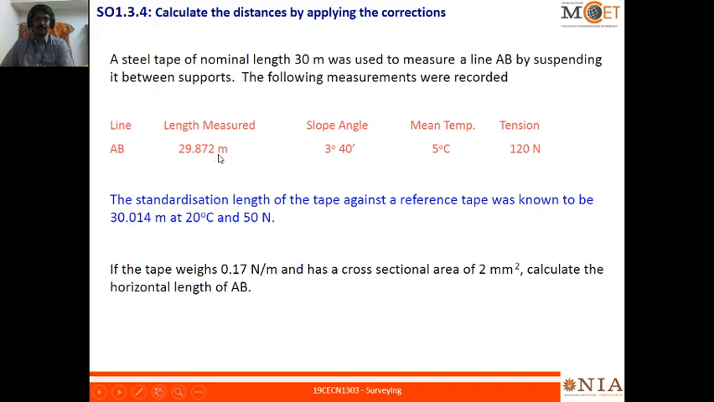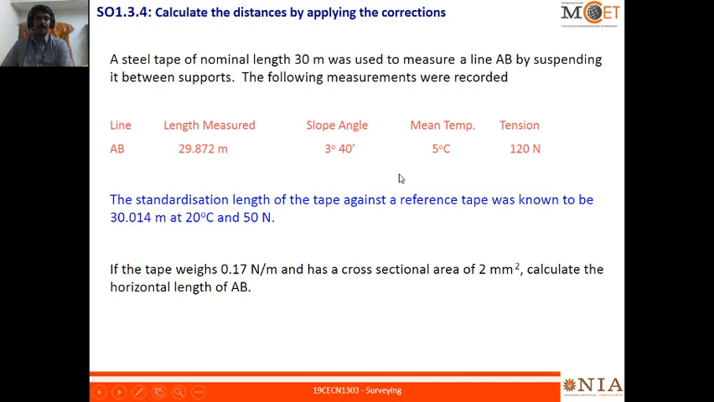29.872 meter with the help of a 30 meter chain, and it was given that the slope angle is given, that means the tape was used in sloping terrain. In the given data they may say the measurement was made in a sloping terrain, like that they may hint. So what was the slope of the terrain? If 30 degree 40 minutes, or whatever the degree if they mention, you have to match it with theta, right?